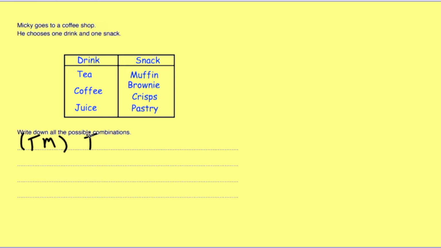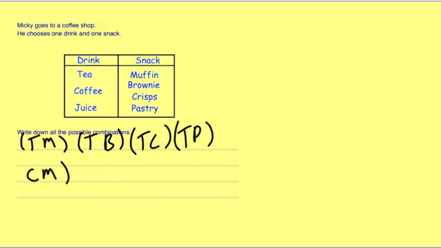You can have tea and a brownie. You can have tea and crisps. And you can have tea and a pastry. You could have coffee and a muffin. Coffee, brownie. Coffee, crisps. And coffee and a pastry.